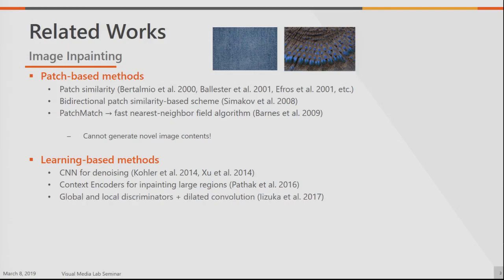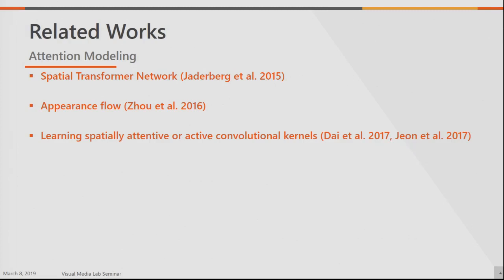And then finally, in 2017, Iizuka et al. published a paper where they used global and local discriminators and also dilated convolution that gives really good results. This is the reference paper that, for this paper, they used as a reference. There are also a few papers where they approach inpainting as an optimization problem. The title of this paper is Generative Image Inpainting with Contextual Attention, so they use attention modeling to improve inpainting results.